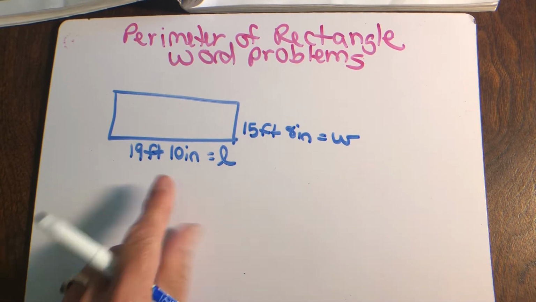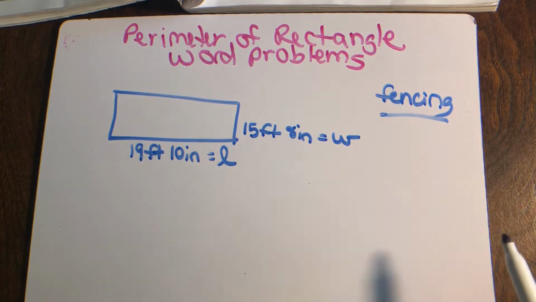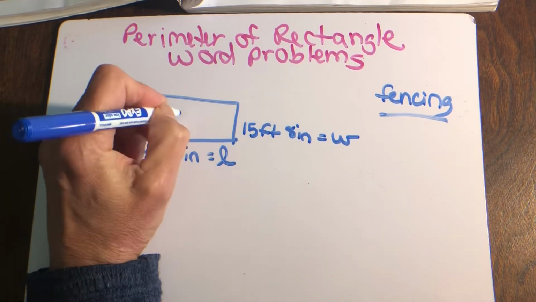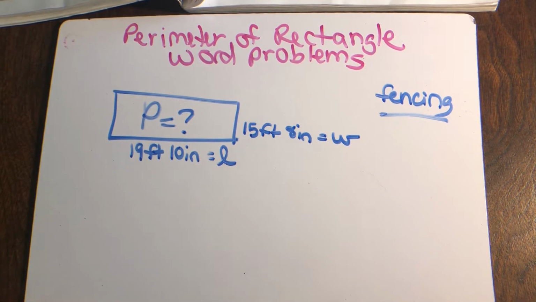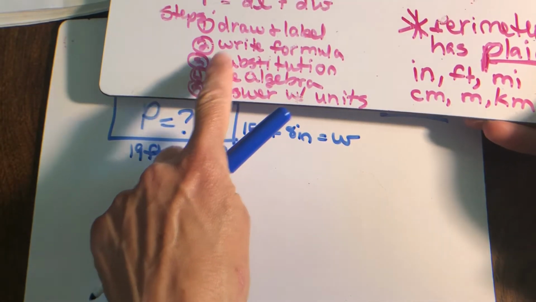Now, it's asking for fencing. This is just such a common word problem when they want perimeter. So you're supposed to know you're looking for perimeter. Notice they don't ever say the word. And that's something that can throw you off if you're not expecting it. But if you're expecting it, it's not a big deal. It's not a problem. Okay? So then we want to draw and label.